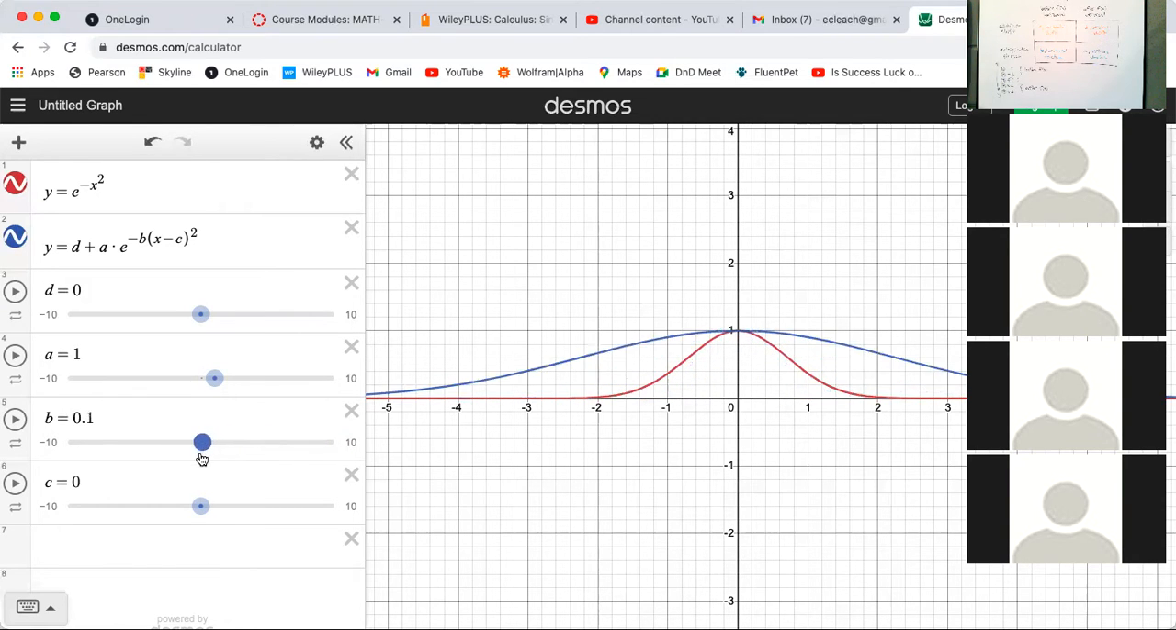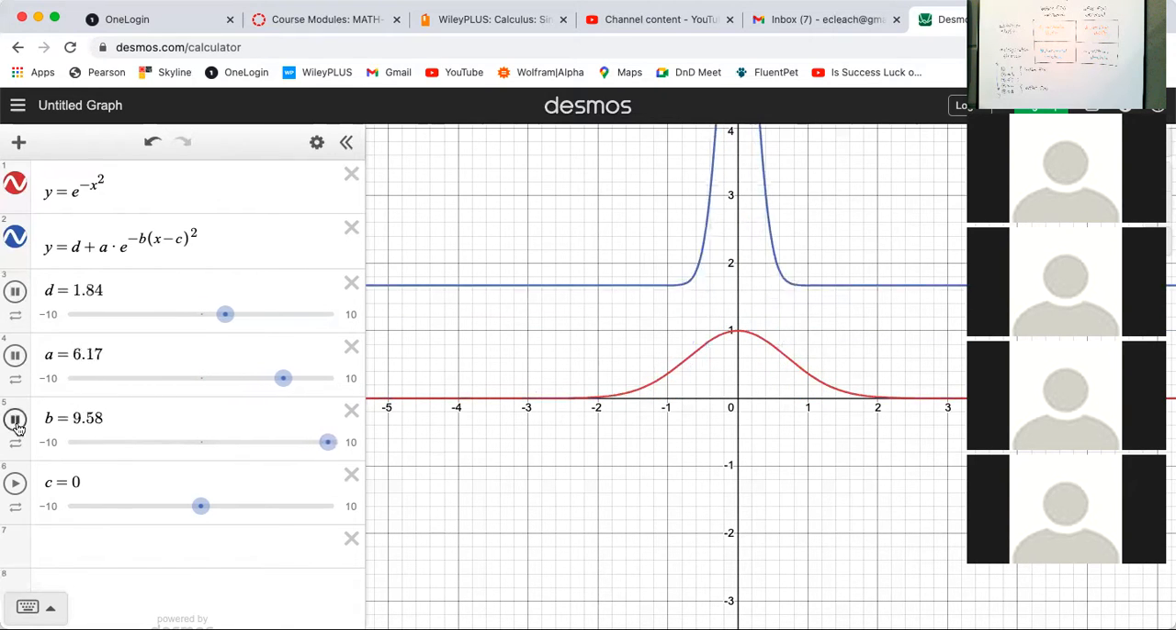We can drop b all the way down to 0, but then our function just looks like d plus a times e to the 0, which is just 1. And that's why we see that 1. And then we can have b go negative, in which case we get a completely different shape. That's an increasing e to the x function versus this bell curve. I could put all these in motion.